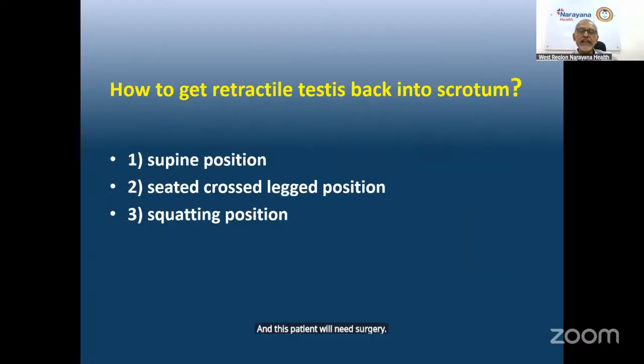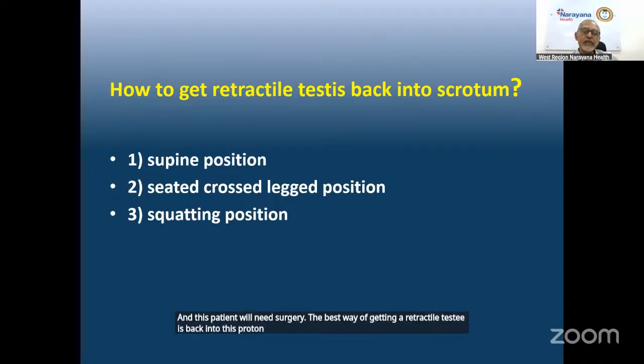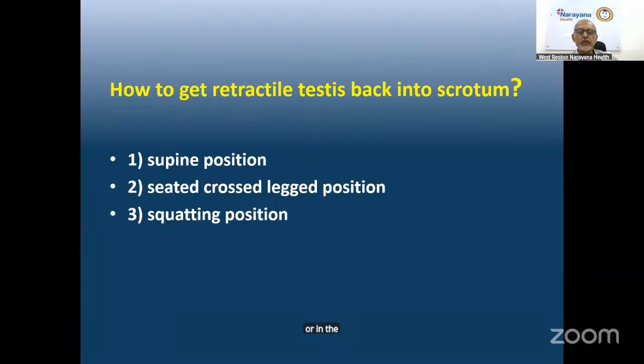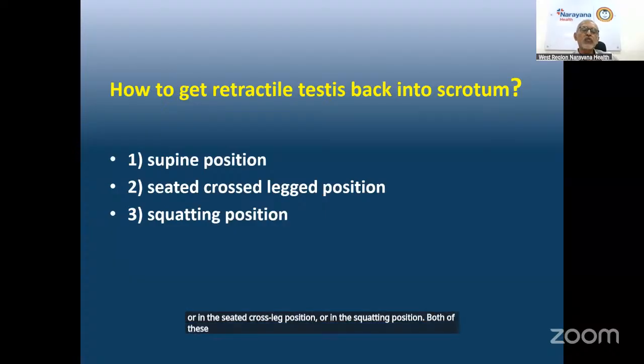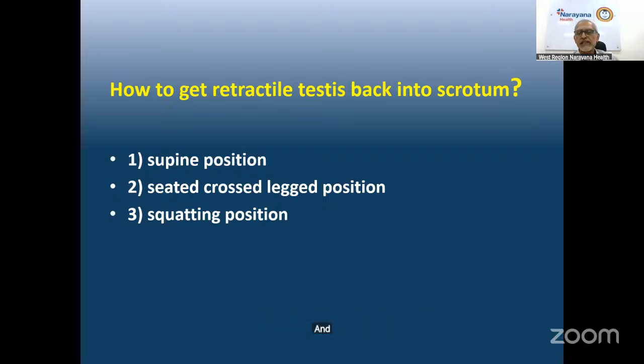The best way of getting a retractile testes back into the scrotum is to examine this child in the supine position or in the seated cross-legged position or in the squatting position. Both these positions tend to bring the testes back to the scrotum. Else the parents should be asked to observe the child while he is asleep. And generally when the child is asleep and relaxed, the testes will come back to the scrotum.